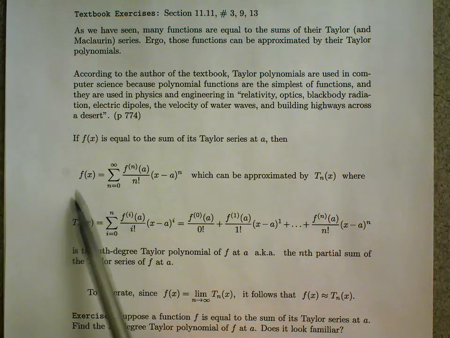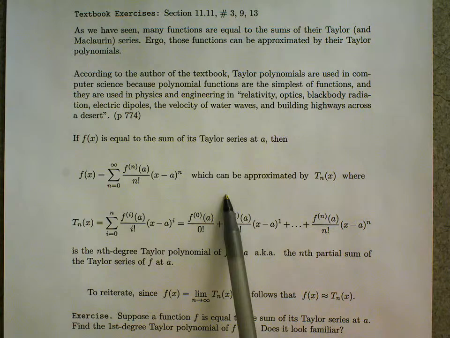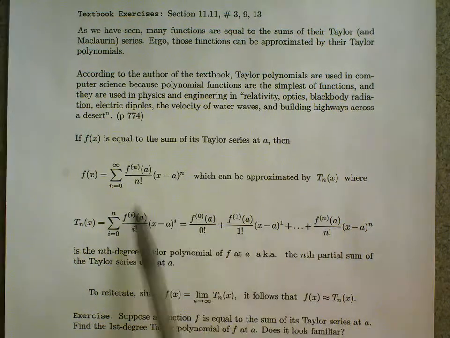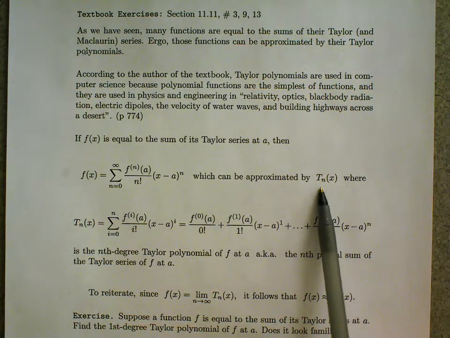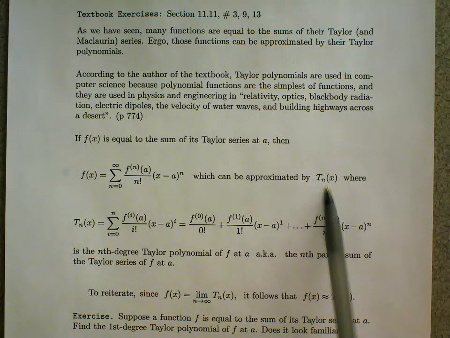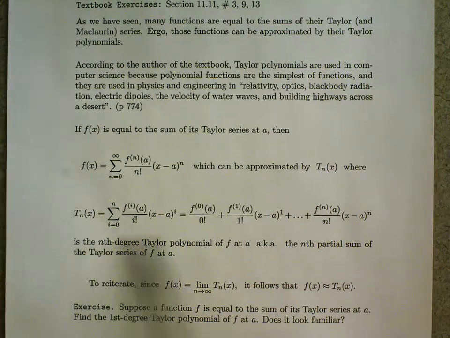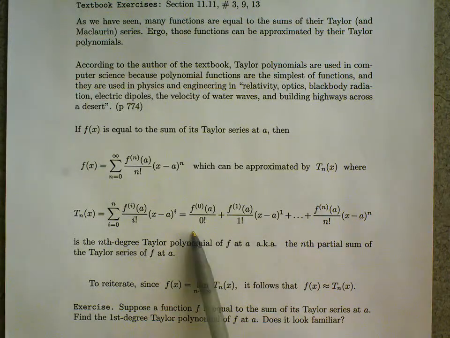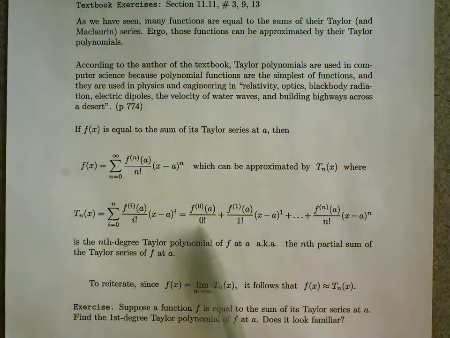So if f of x is equal to the sum of its Taylor series at a, then the function can be approximated by a Taylor polynomial, t sub n of x, which is just a polynomial of degree n. And we've seen this notation before for the nth degree Taylor polynomial.